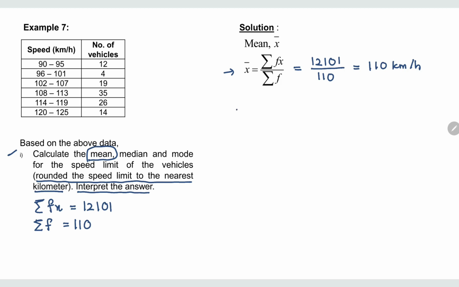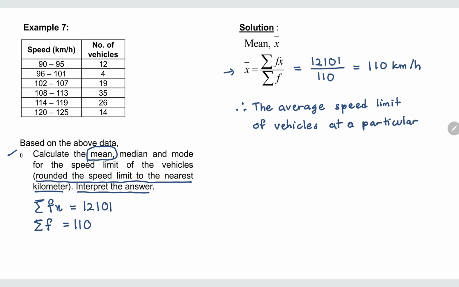To interpret the mean, we can say that therefore the average speed limit of vehicles at a particular area on the plus highway is 110 km per hour.